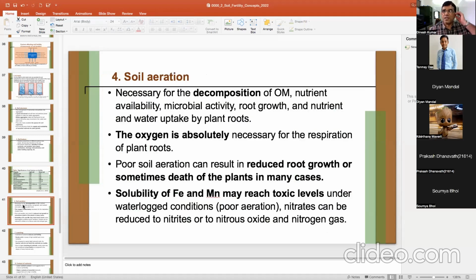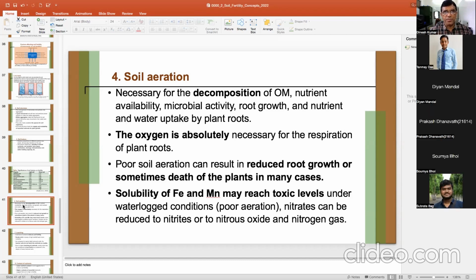Now we go to soil aeration. Too much aeration means there will be a shortage of water. So you need ideal levels of water and aeration. Aeration is necessary for the decomposition of organic matter, nutrient availability, microbial activity, root growth, and nutrient and water uptake by plant roots. So there are a number of roles played by oxygen.